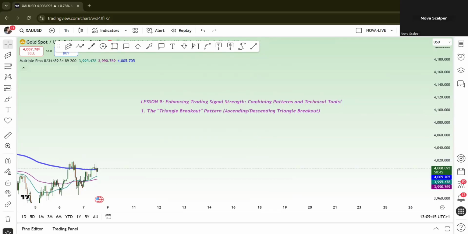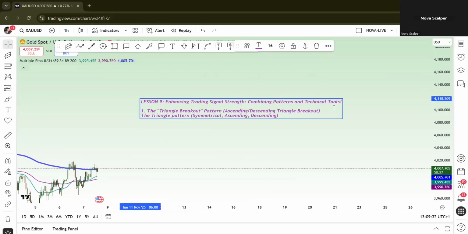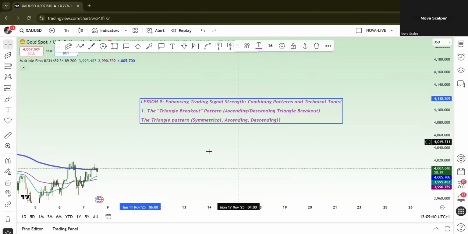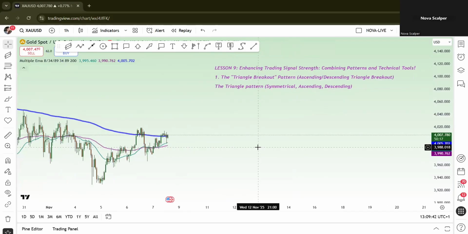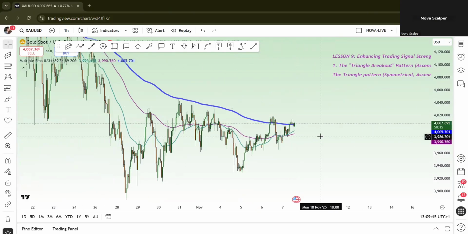So that is the theory for identifying by using the triangle pattern. And we will have three types of triangle pattern to be used in today's lesson: symmetrical, ascending, and descending. And the first thing is that we need to identify them on the real trading chart.